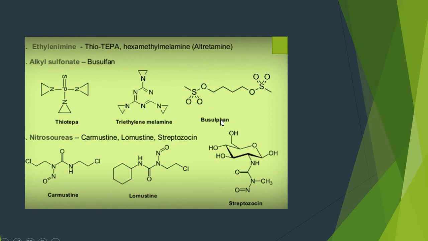This is the structure for busulfan, in which this is the alkyl chain, and both of these are the sulphonate group. So this is the structure for busulfan. The next category is nitrosourea, and the drugs are carmustine, lomustine and streptozocin. There is a nitroso group attached to the nitrogen of the urea.